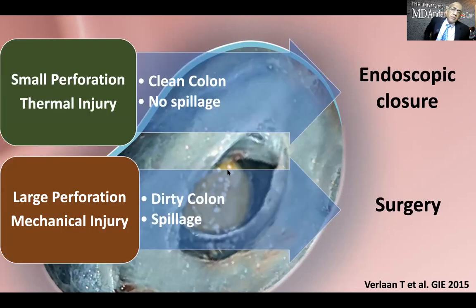How do we manage a perforation? If the perforation is small, related to thermal injury, the colon is clean and there's no spillage, that patient's perforation is ideal for endoscopic closure. On the other hand, if it is due to mechanical injury from scope trauma and in a dirty colon with spillage of contents into the peritoneal cavity, that is not something you can get away with the endoscopic closure, and that will require surgery.